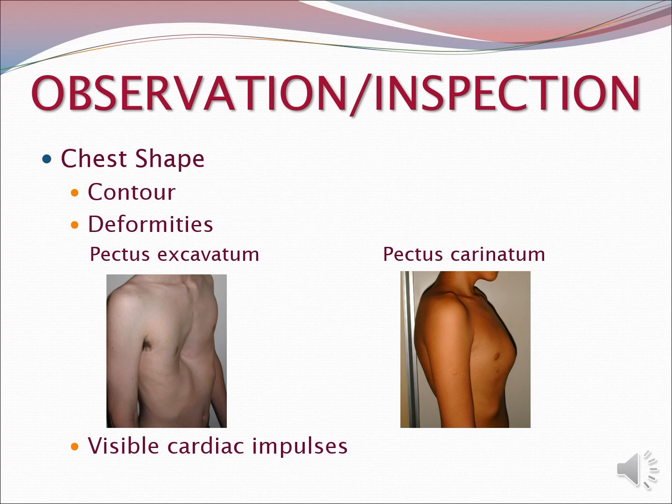Leftward cardiac displacement due to fibrosis in the left lung, right-sided tension pneumothorax, massive pleural effusion, and thoracic deformities may also cause visible pulsations beyond the midclavicular line.